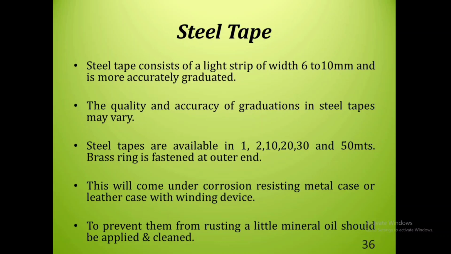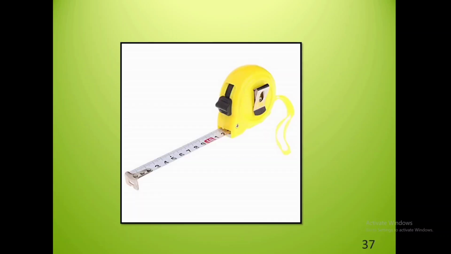So this will come in a corrosion resisting metal case or leather case with a winding device. To prevent them from rusting, a little mineral oil should be applied and cleaned. Here it is, a small ring, and this arrangement is called a winding device. When we leave the tape, it will get inside and it will wind around this arrangement.